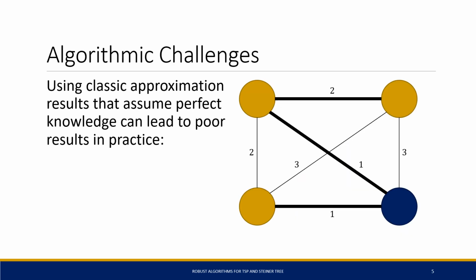So this poses an algorithmic challenge because if we'd like to use classic approximation results, these results assume perfect knowledge, and we don't have perfect knowledge in practice, so they may lead to very poor results.